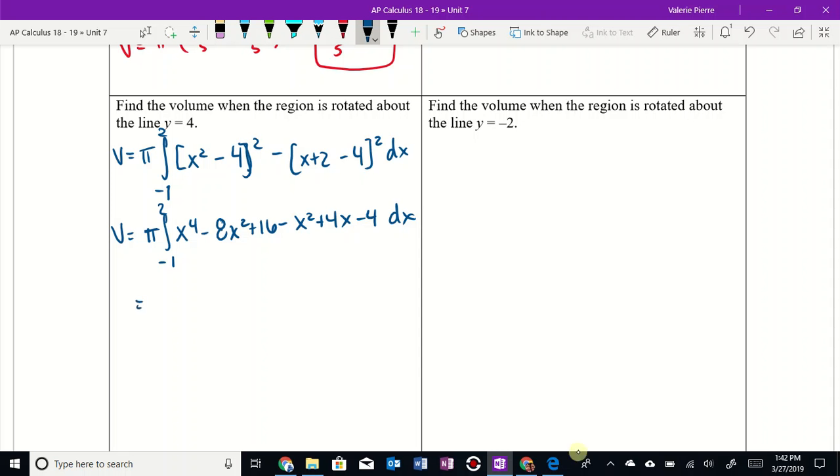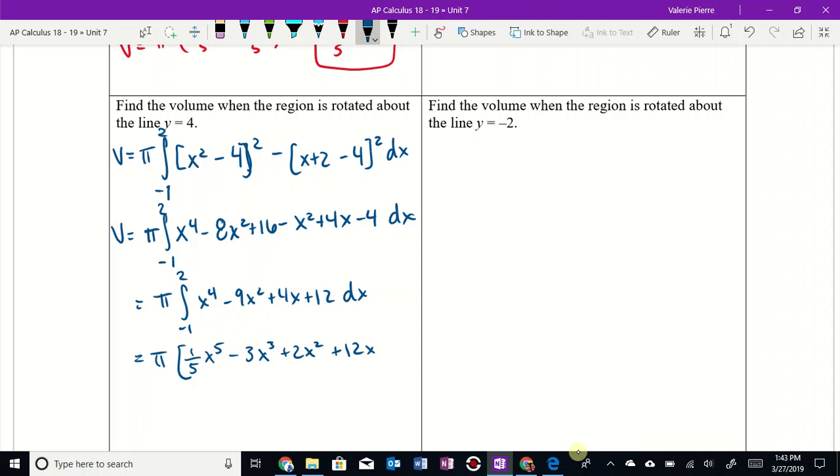So combining those terms, we get pi times the integral from -1 to 2 of x to the 4th minus 9x squared minus 4x plus 12 dx. And after we integrate, we get pi times 1/5 x to the fifth minus 3x cubed minus 2x squared plus 12x, from -1 to 2.